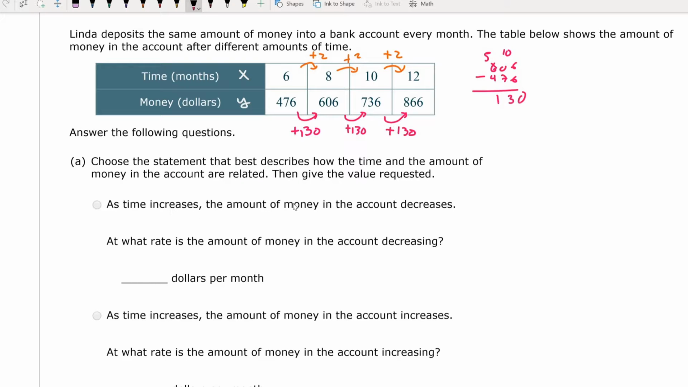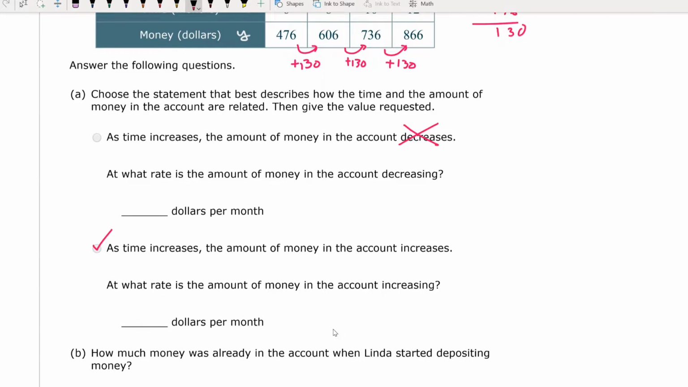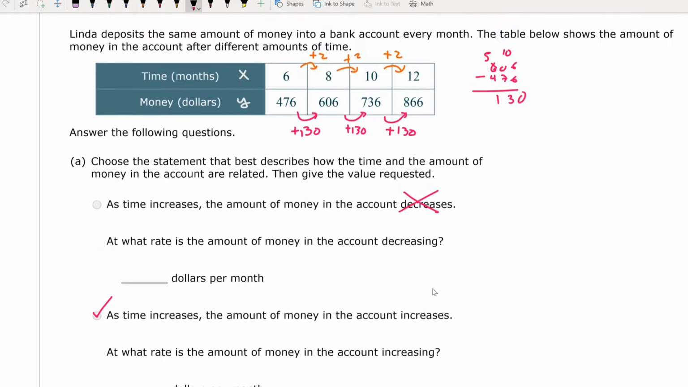So as time increases, the amount of money in the account decreases. This is wrong. It increases by 130. So that will be the second option. At what rate is the amount of money in the account increasing?